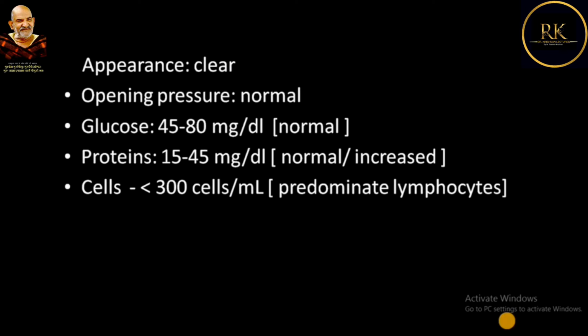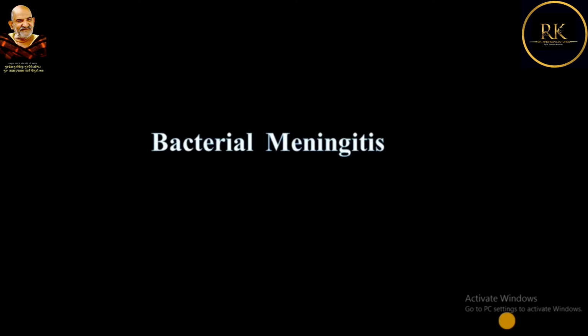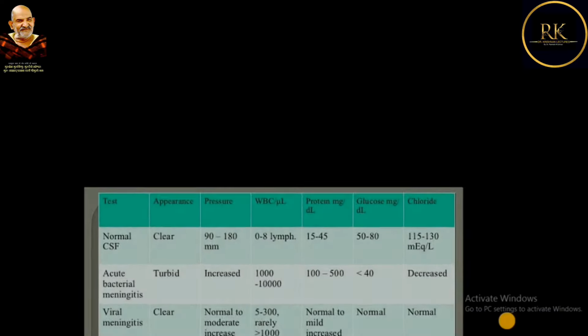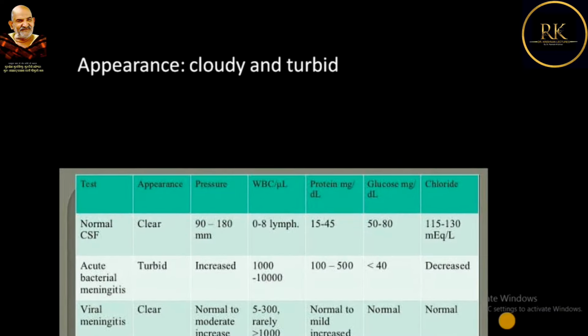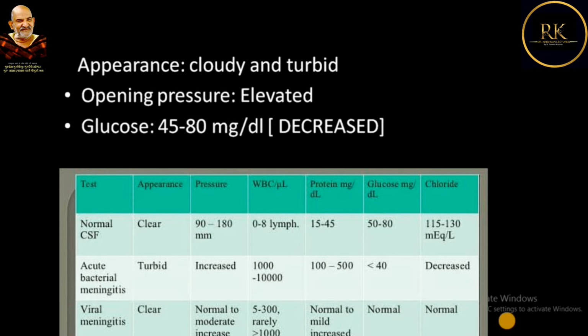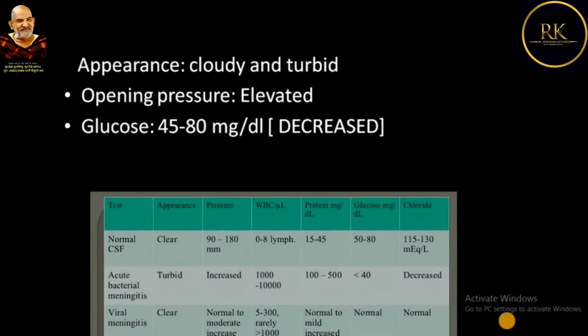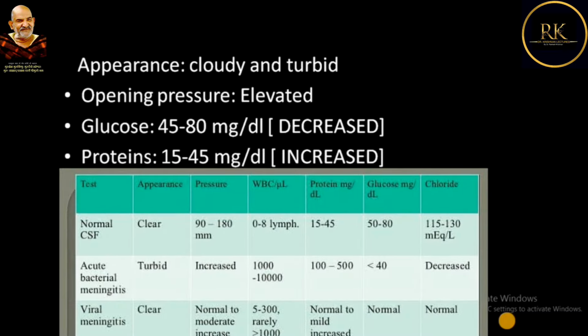Then the picture of CSF in bacterial meningitis includes: appearance is cloudy and turbid, opening pressure is elevated, glucose level is decreased in comparison to normal, protein level is increased in comparison to normal CSF proteins. Cells are between 100 to 50,000 and these are predominantly neutrophils.